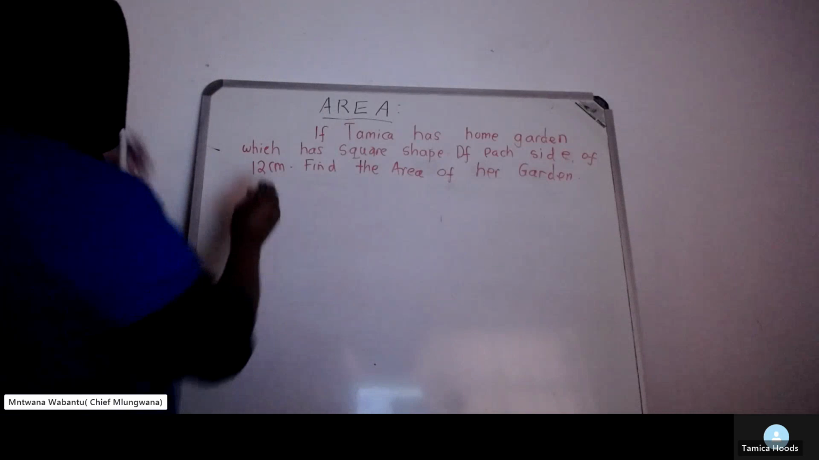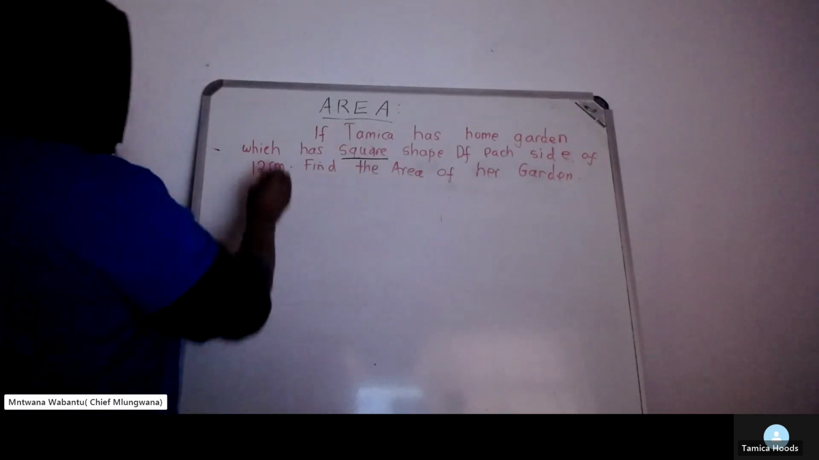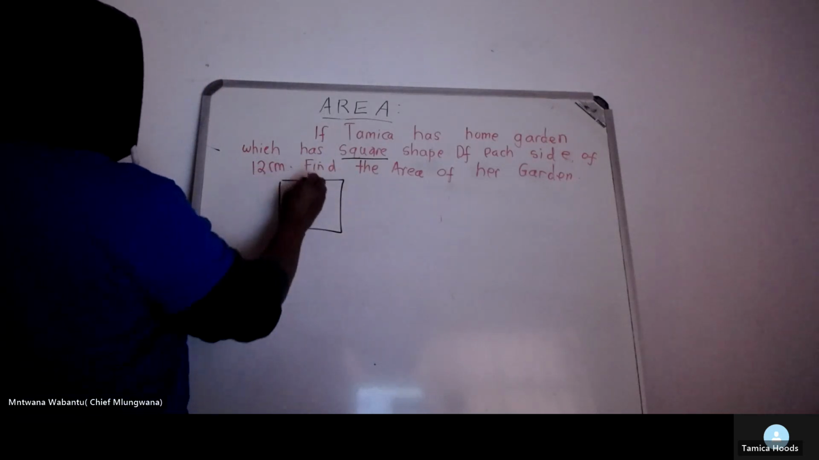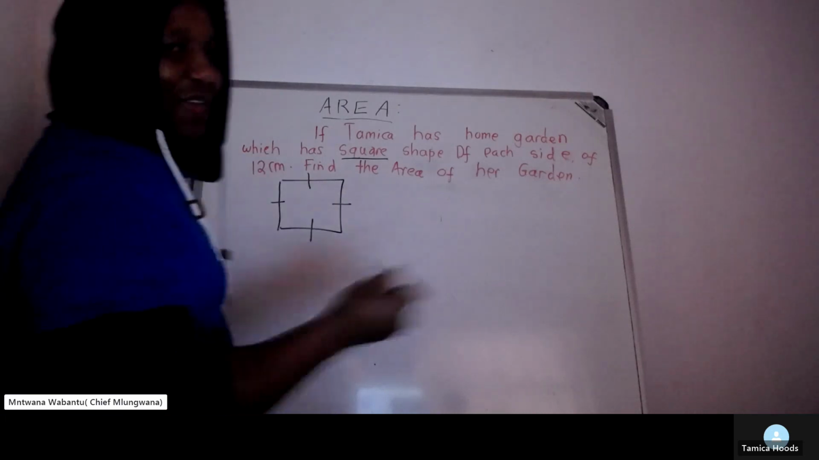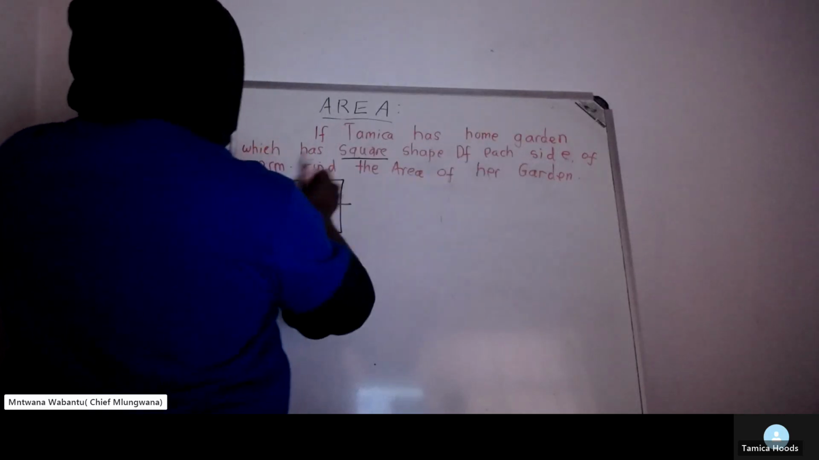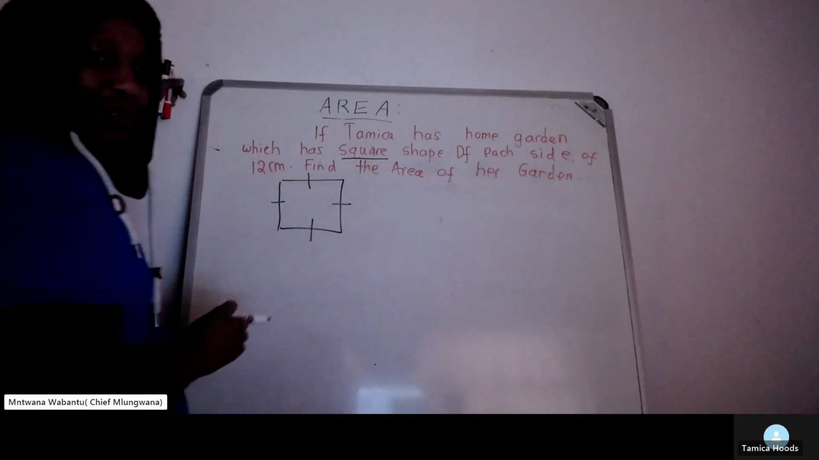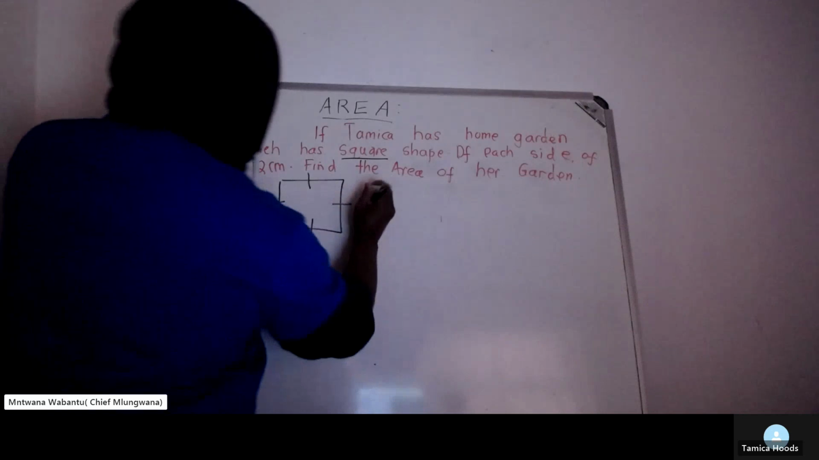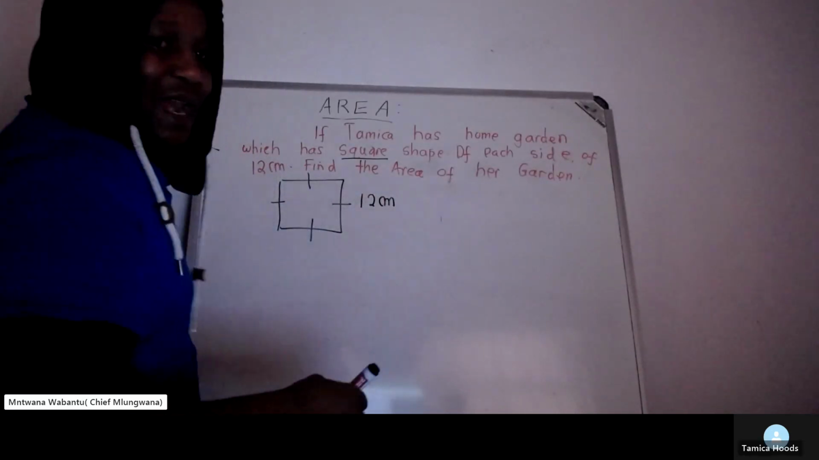Now, Tamika, they say here, which type of garden? Square shape. So your garden could be like this. Let's say it's a square shape, which means all the sides are equal. Now, do we have an area? We have a side. Tamika has a home garden which has a square shape of each side of 12 centimeters. Means 12 centimeter, 12 centimeter, every way is 12 centimeter, so I can just write one side. I don't have to write either way, but we know all the sides are equal.